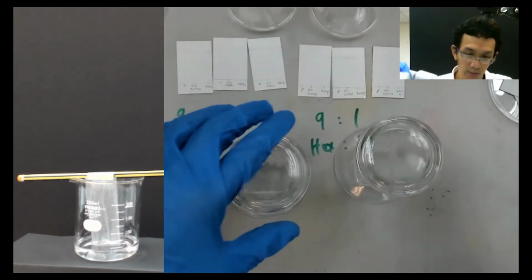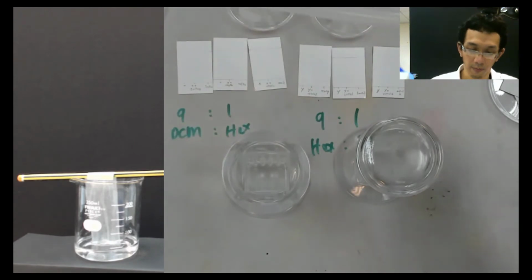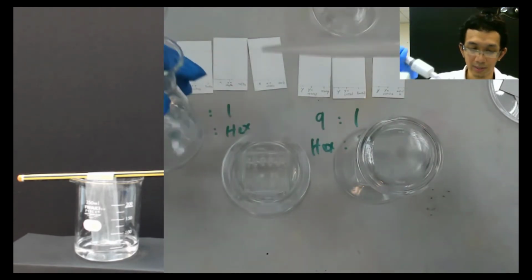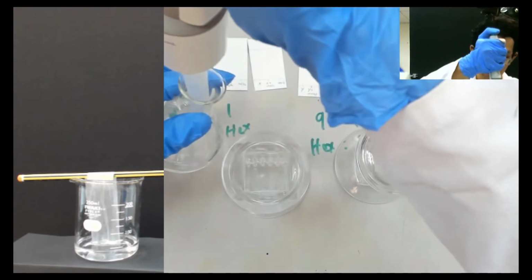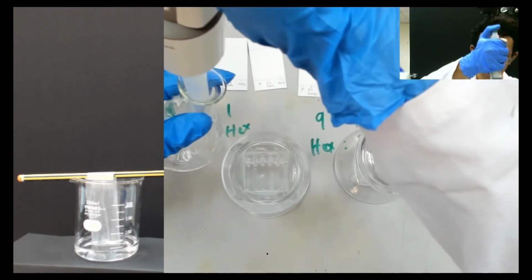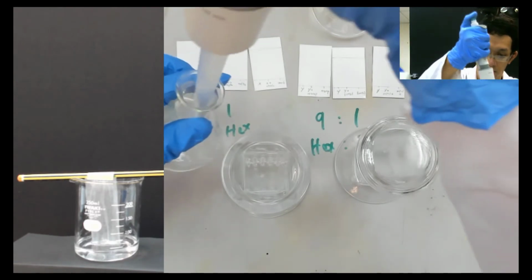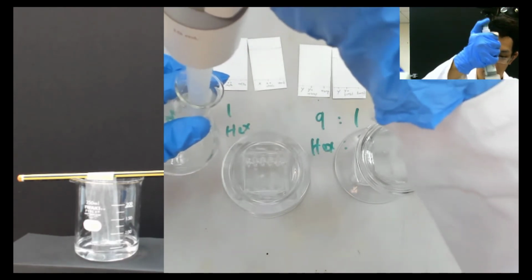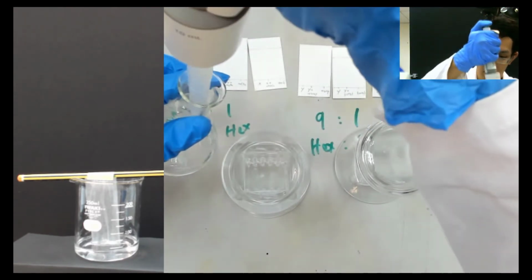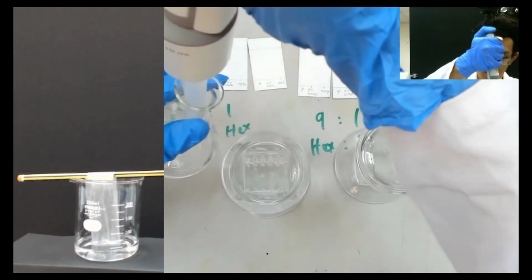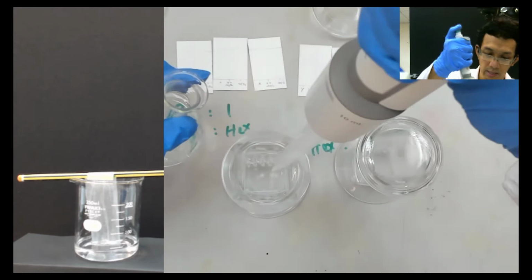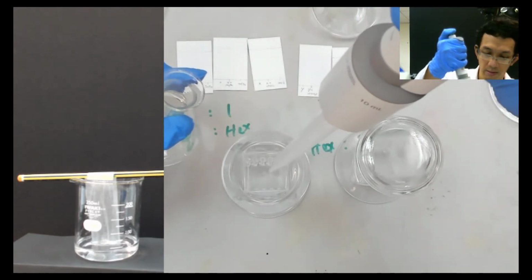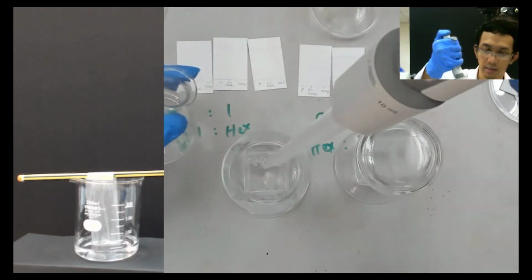So this is 9:1, so I will put 5 ml from here. So swirl. So I take 5 ml from here. Okay, so that is one solvent.